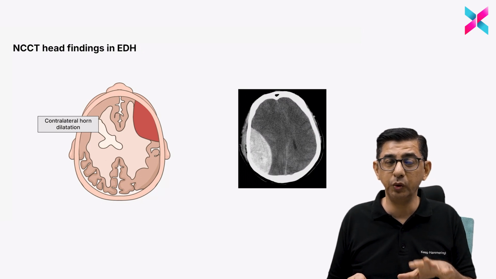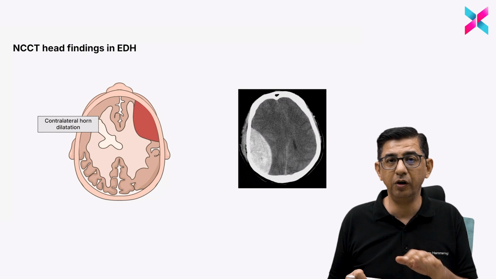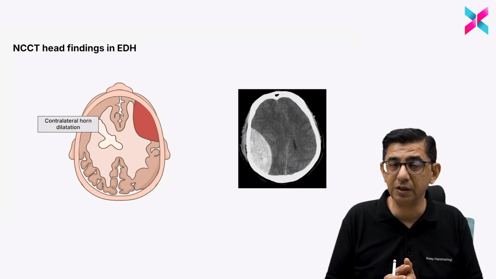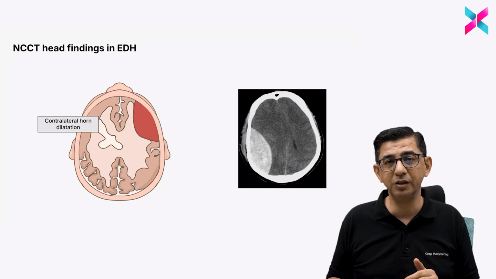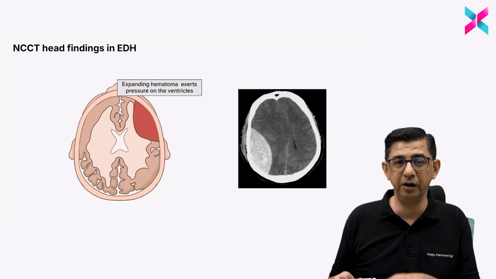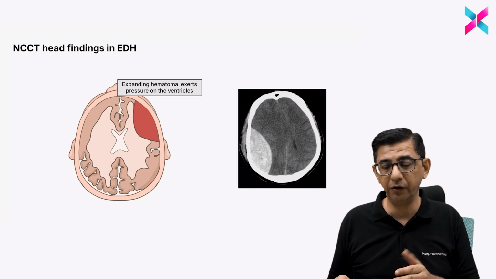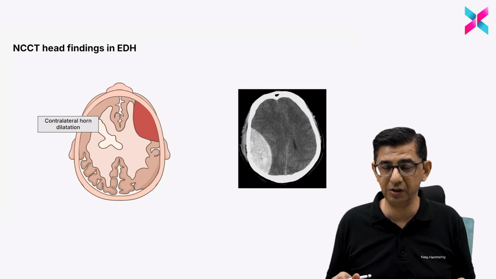So what I've tried to show in this particular animation is the midline shift or subfalcine herniation. If you have listened to my discussion of raised ICP, I have explained that whenever the hematoma expands in size, it is going to cause a midline shift. So just check it out once again. There is an expanding hematoma. It's going to put pressure on the ventricular system, and this is going to cause distortion of the ventricular system. The contralateral horn dilation is present in this case.